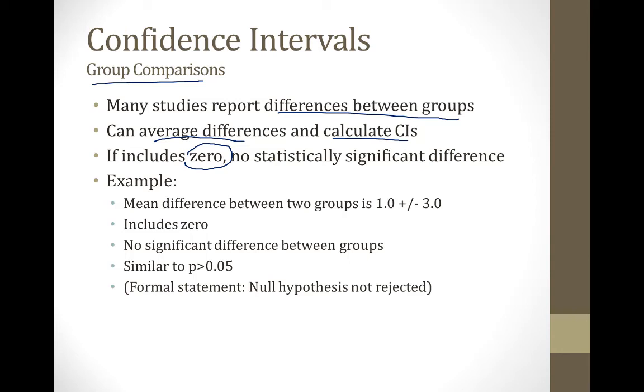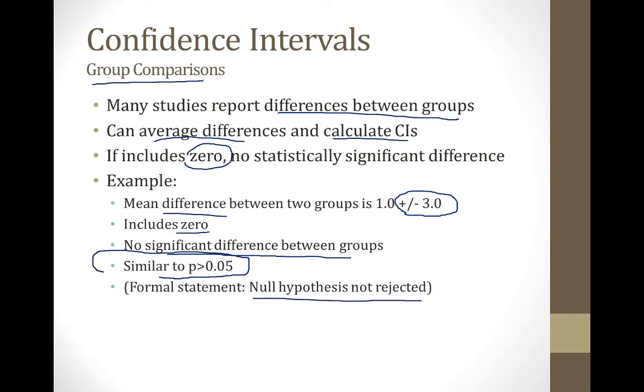Imagine that authors of a study reported the mean difference between two groups is 1 plus or minus 3.0. Well, plus or minus 3.0 from 1 includes the number 0. This means that there is no significant difference between the two groups. This is very similar to saying that the p-value is greater than 0.05, or the formal way to state this is the null hypothesis is not rejected. So remember that anytime you see confidence intervals around a mean, look to see whether it includes 0.